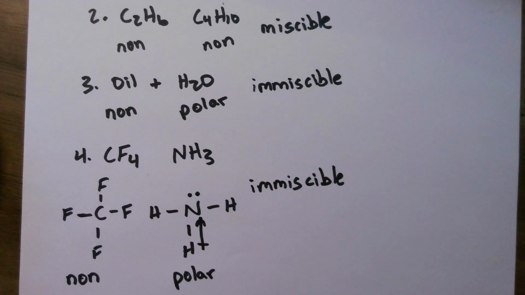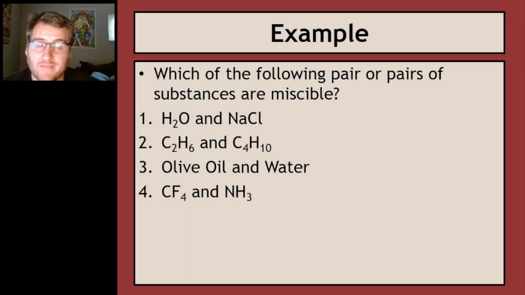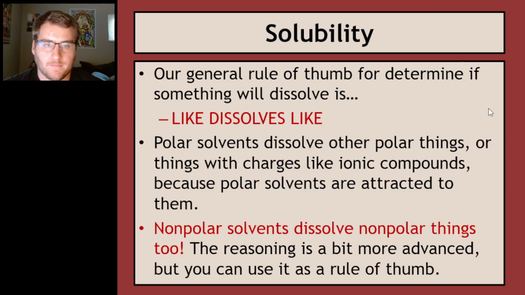Some of them you learn about, some of them aren't really important. Okay? But if I give you a question like this, you use the polarity as a guide to tell you which things should be miscible or not miscible. Our general rule of thumb for solubility boils down to one idea: like dissolves like. Similar things dissolve other similar things. Polar things dissolve polar things because they're alike. Nonpolar things dissolve nonpolar things because they are alike.